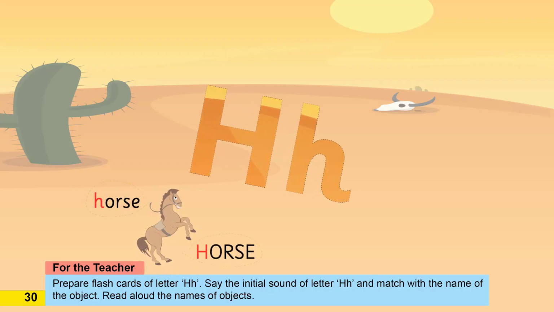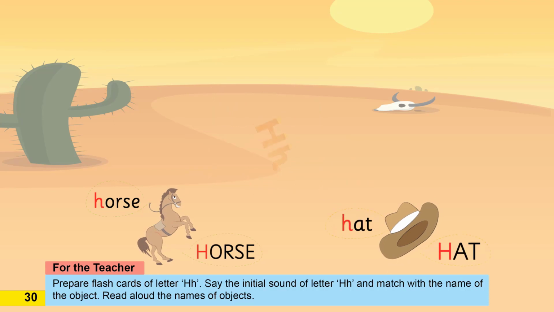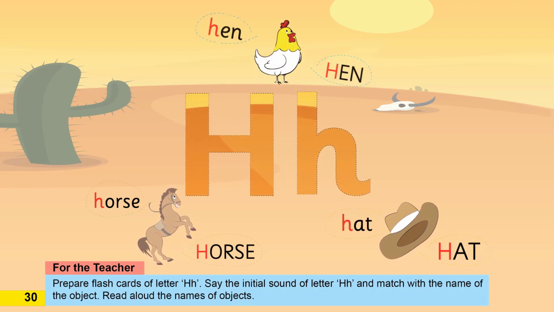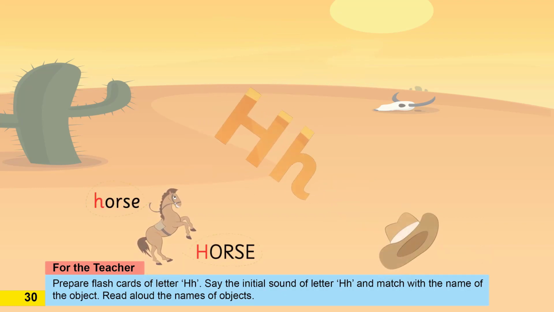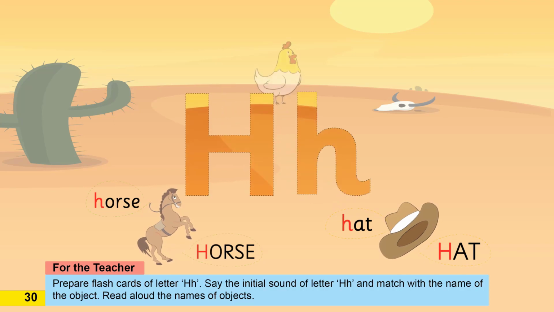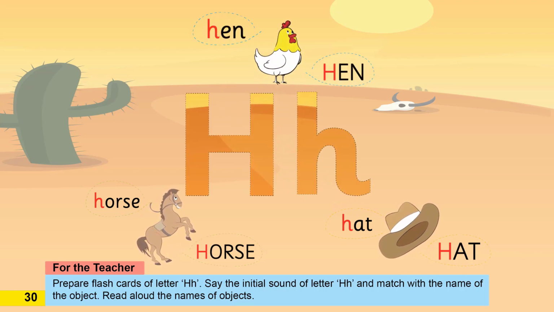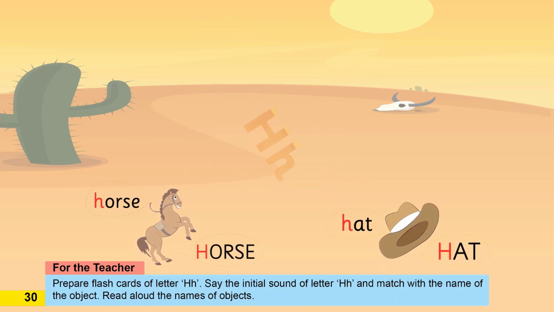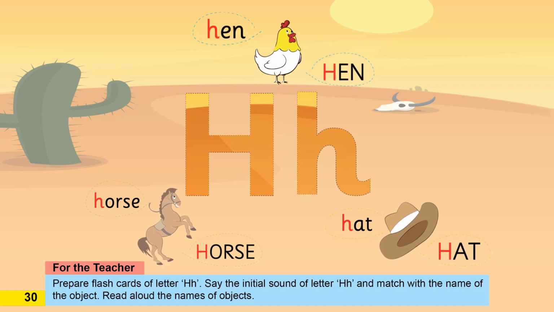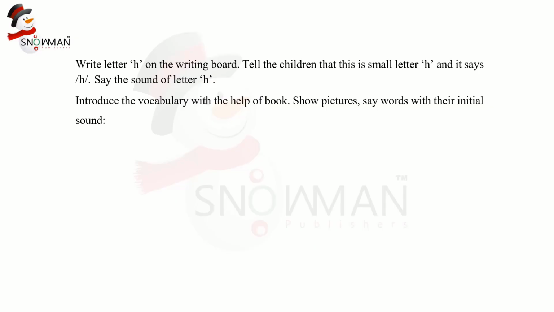H, horse. H, hat. H, hen. H, house. Repeat at least 3 times.